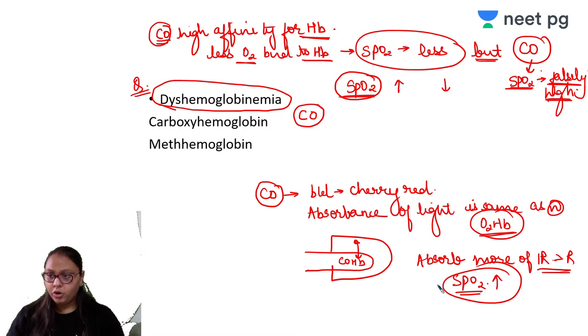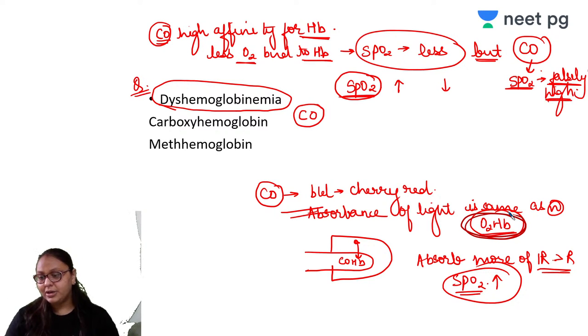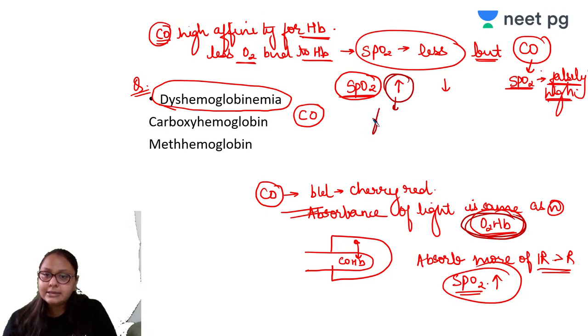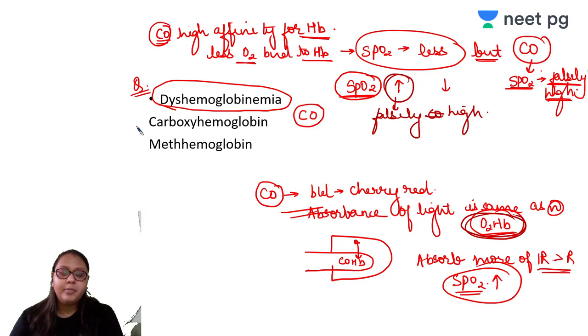Is it clear? Ideally, it is low. The oxygenation is low. The SpO2 is low, but it is giving us a falsely high value because the absorbance of light is the same as oxyhemoglobin. More amount of infrared light is absorbed in carboxyhemoglobin, and therefore we get a falsely high value. Is it clear, Dr. Abhishek, Dr. Uttam? Now you get why it is high. Why is it falsely high in carboxyhemoglobin? Okay, so please don't make this mistake. Theoretically we think that less amount of oxygen will be bound to hemoglobin, it should be less, but no, it is falsely high because the absorbance of light is more.